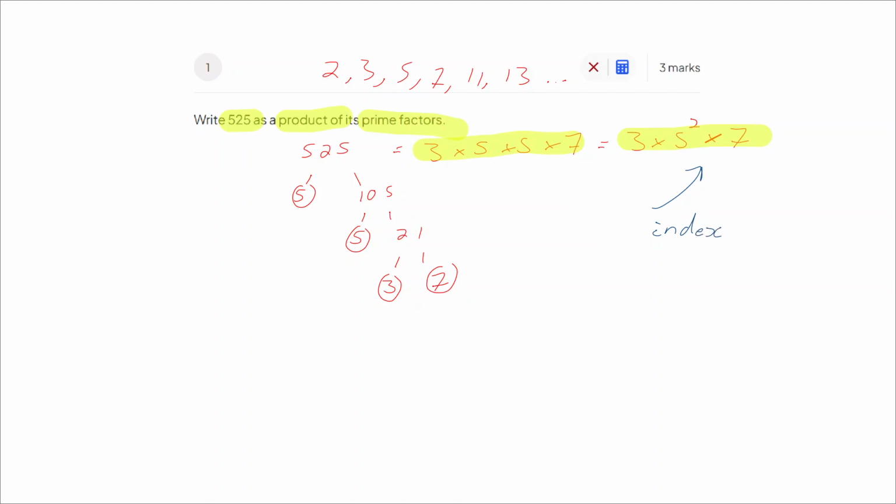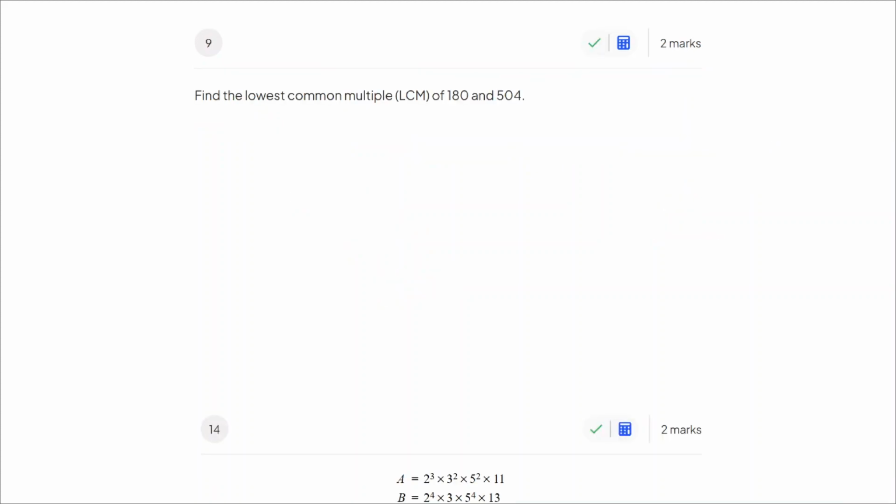Okay, good. This question, find the lowest common multiple, so the smallest number that 180 and 504 both go into. Now, you could write out your times tables here for 180 and 504, but you're going to be here for a long time, so you've got to use prime factorisation here. Now, 180, again, your prime numbers are 2, 3, 5, 7, 11, so on and so forth.